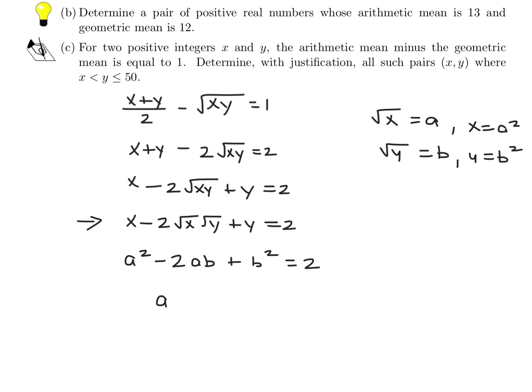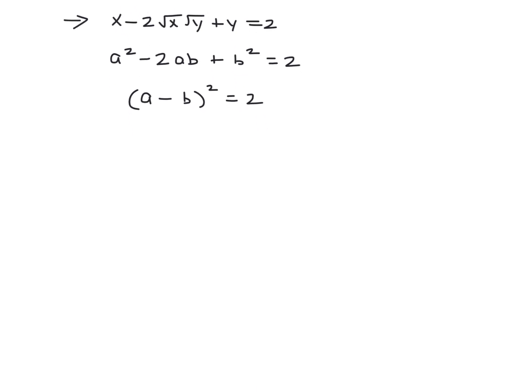And this factors beautifully into a minus b, all right? Is that right? A minus b squared? Yeah, okay, great. So that's nice. Okay, so where do we go from here? I guess I can take the square root. So a minus b would be plus or minus root 2.